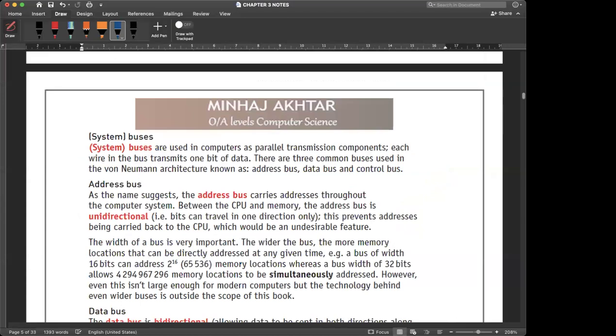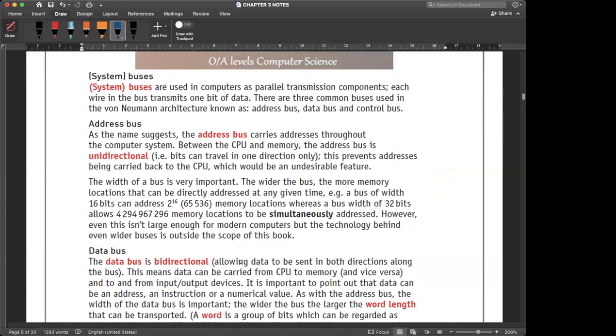Now we have a detailed topic on buses. So we know about the buses. Buses are used in computers as a parallel transmission, and each wire in the bus transmits one bit of data. So this is a detail. Basically, buses are wires. Look, they are the wires. And in those wires, the data is transported one bit at a time, like this.